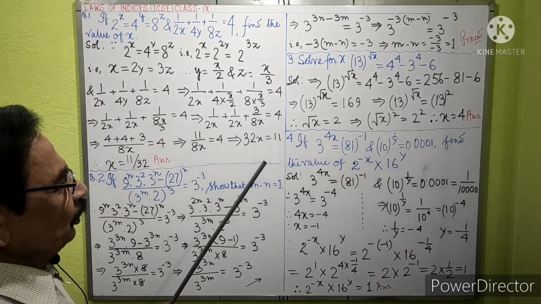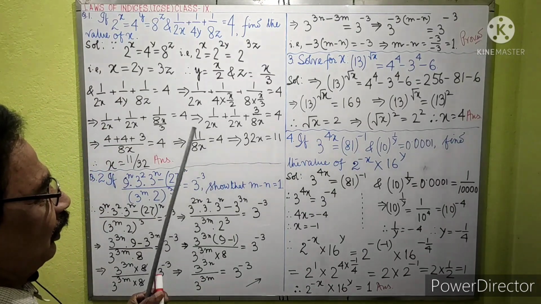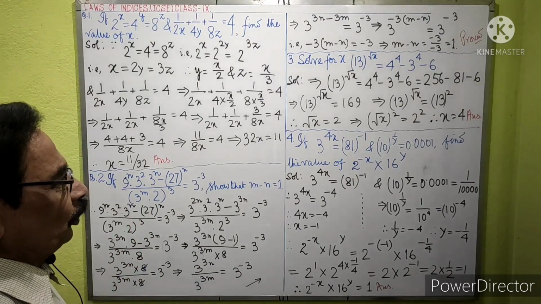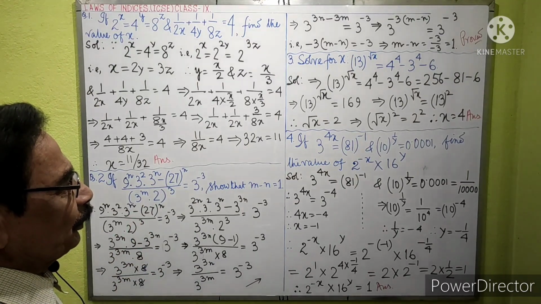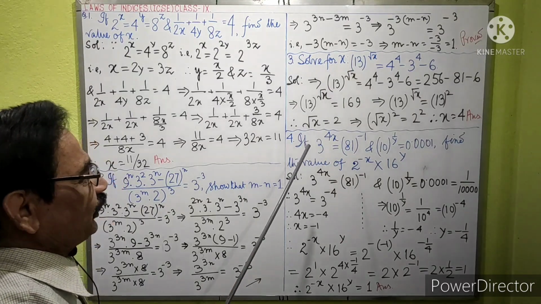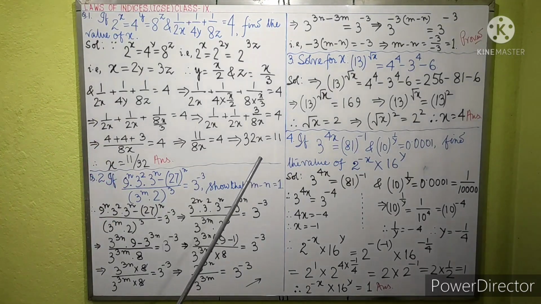Now question number 3. It is given that we have to solve for x. 13 to the power root over of x equal to 4 to the power 4 minus 3 to the power 4 minus 6. The solution is 13 to the power root over x equal to 4 to the power 4 minus 3 to the power 4 minus 6.